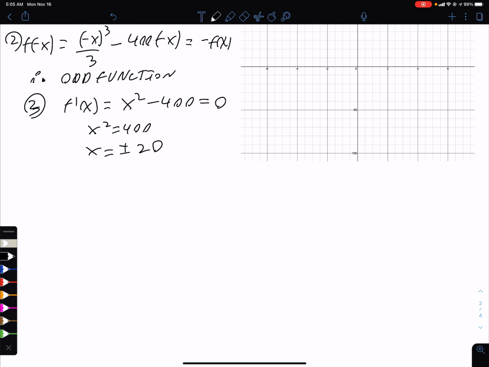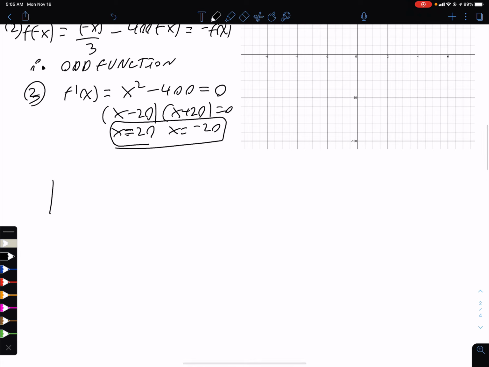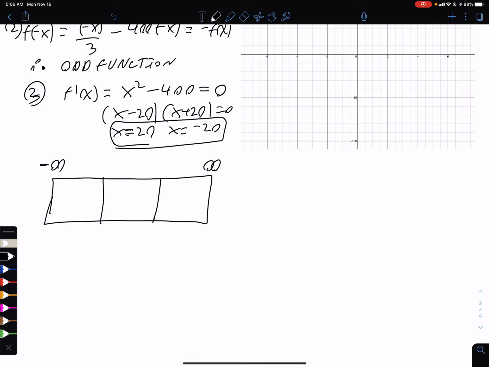Another way to do that, there's always more than one way to do things in math, we can factor that. That's x minus 20, x plus 20. And you set each equal to 0, you get 20 and negative 20. So we need to make a table and test points around those, because those are the places where a function could possibly change from increasing to decreasing, or vice versa.